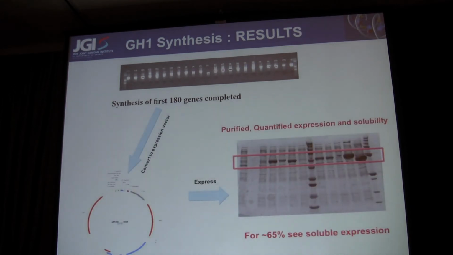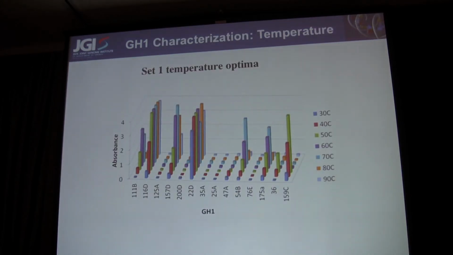They were all put into expression vectors and overexpressed in E. coli. And we found that about 65% of them showed a band of 50 kilodaltons, showing that these proteins folded correctly and were solubly expressed. Then we started characterizing them in terms of their function.